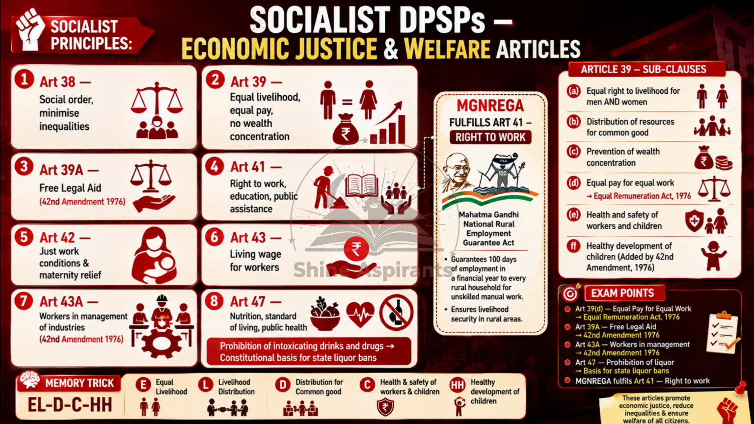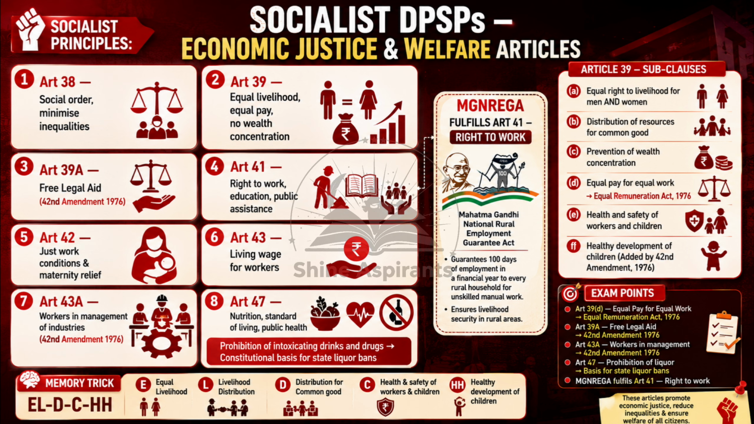Socialist Principles, Articles. Let's start with the Socialist Principles. These are about economic justice, making sure wealth doesn't stay in the hands of a few, and that every citizen gets a fair shot at life. Article 38: the state must work to establish a social order that promotes justice, social, economic, and political. And it must minimize inequalities in income, status, facilities, and opportunities.